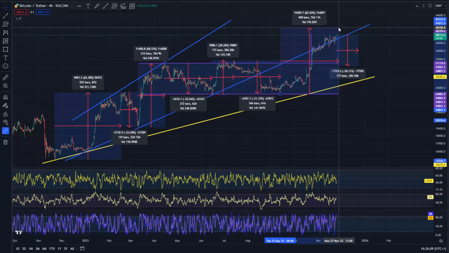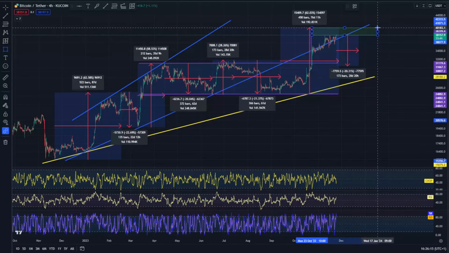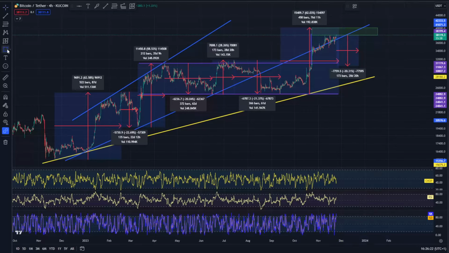However, before we start the next downward move, we can see the price increase around the zone from the current position to an increase of about 62%, giving the zone from $38,077 to $40,183.